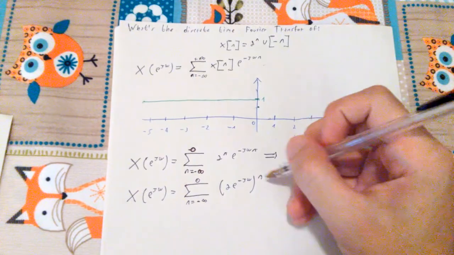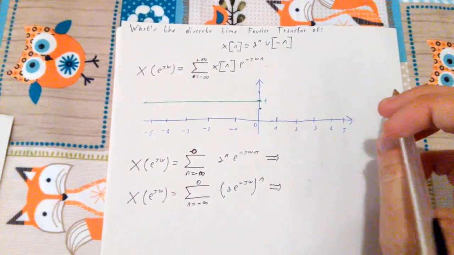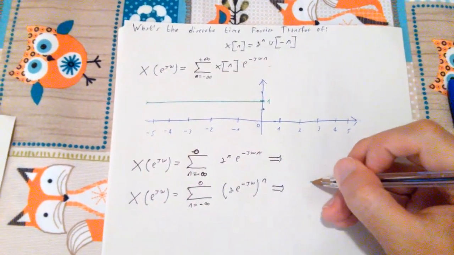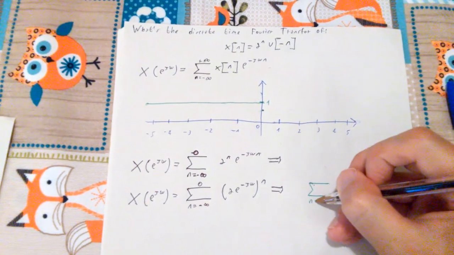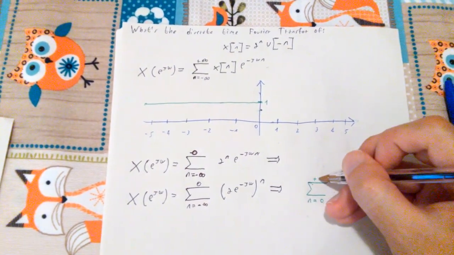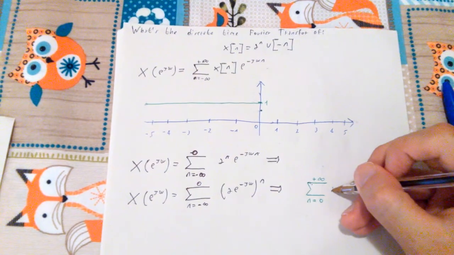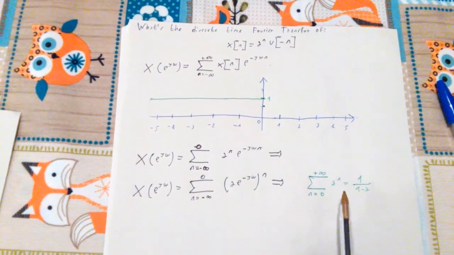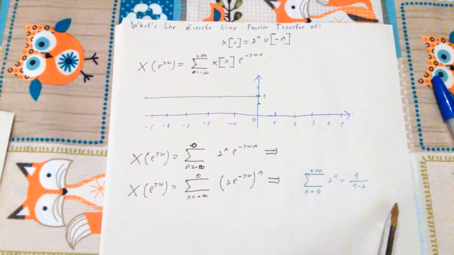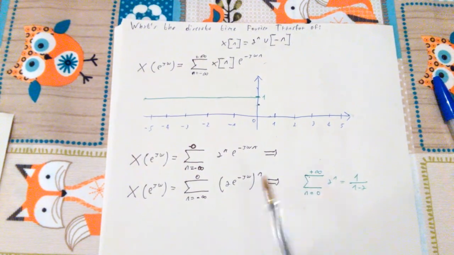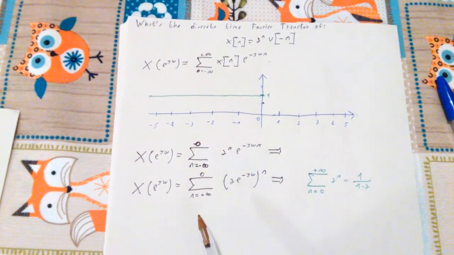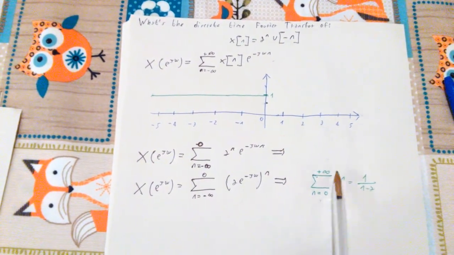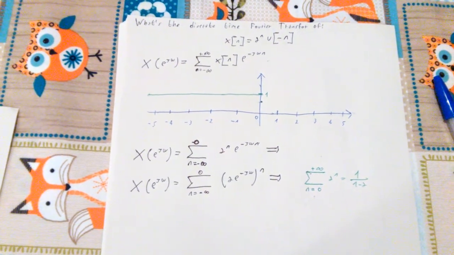Now, what do we know? Well, we know from before that the sum of n that goes from 0 to positive infinity of a to the n is 1 over 1 minus a. So the idea is to get to this form again so that we can solve this. Now, we actually have a problem here. We have from negative infinity to 0, while here we have from 0 to positive infinity. So how can we fix this?